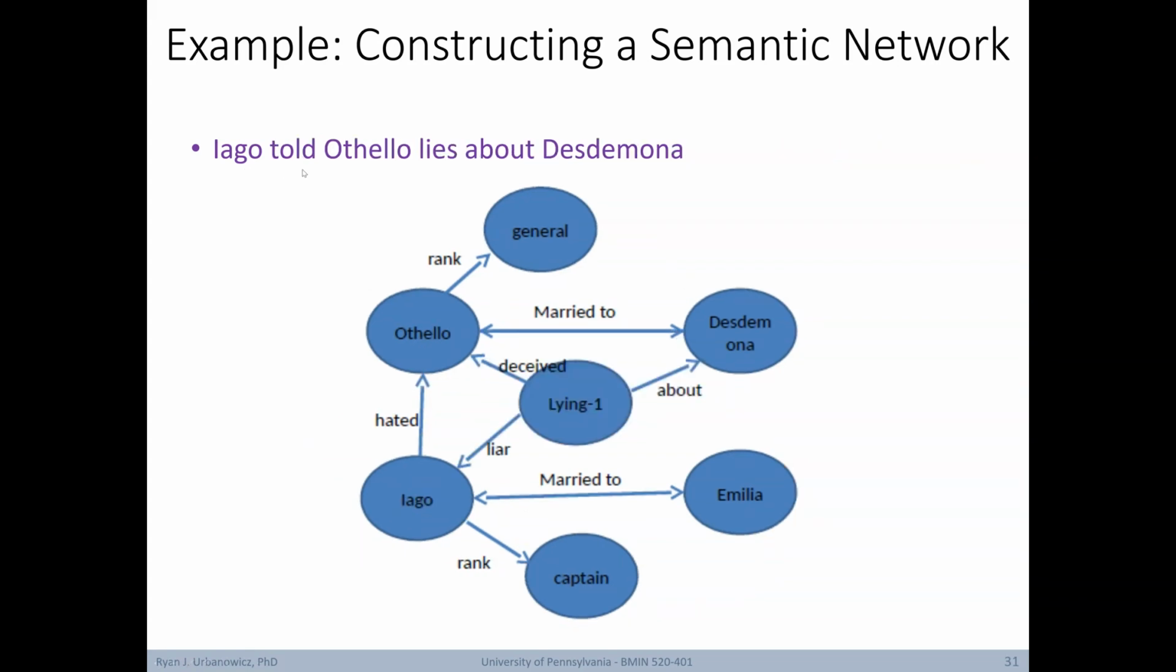Next we have the sentence Iago told Othello lies about Desdemona. Here we have the action lying, which involves connections between three objects. So here we have to reify. That means our relationship lying is now an object. Here the liar is Iago, and he deceived Othello about Desdemona.